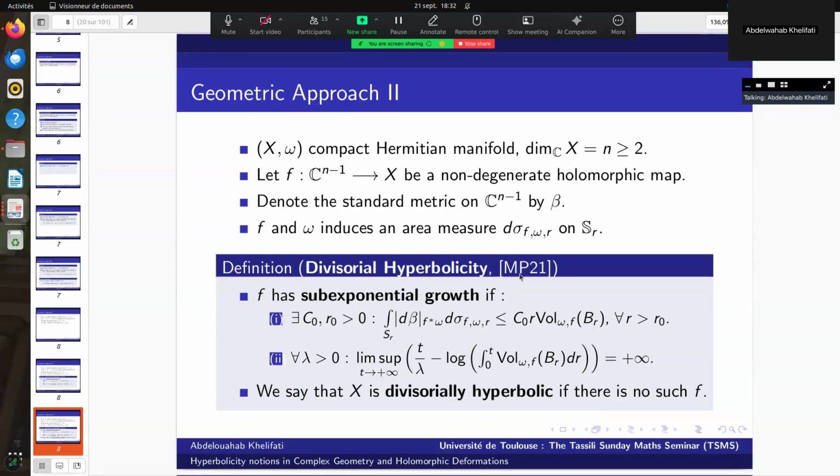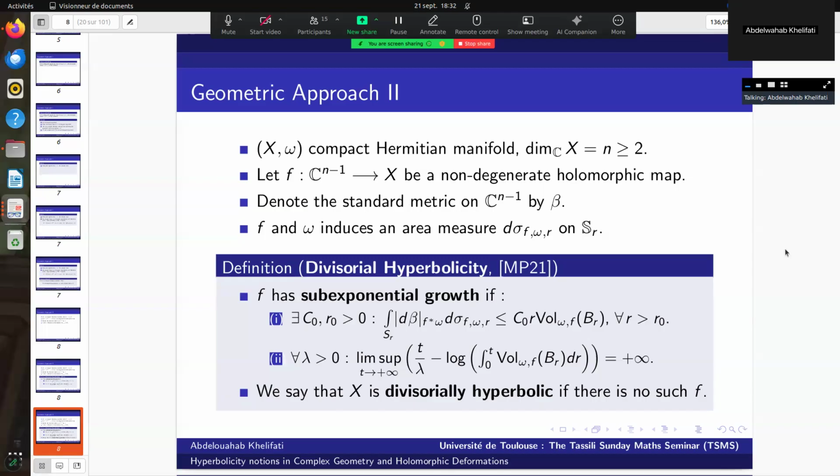This notion was introduced by my supervisor, Dan Popovici, and one of his students. They define a manifold to be divisorially hyperbolic if there is no such map with sub-exponential growth. So this is from a geometric point of view. As I said, I mentioned the definition in dimension n-1, but one can do it with any holomorphic map from C^k to X. But you will see the purpose behind defining this from C^(n-1).